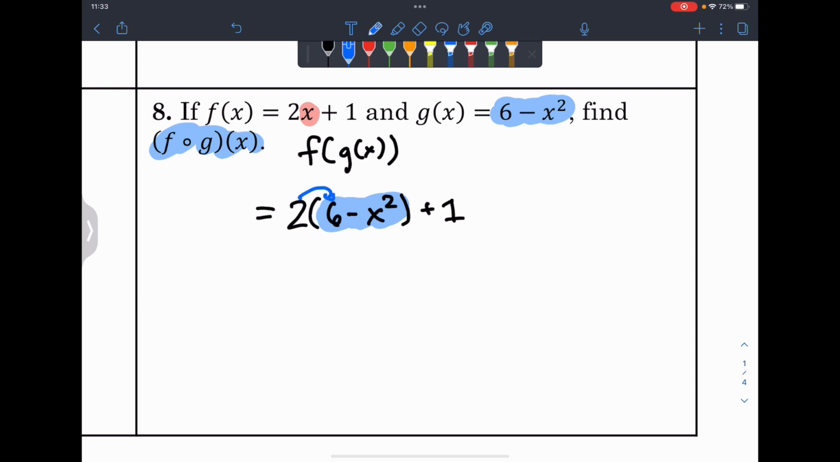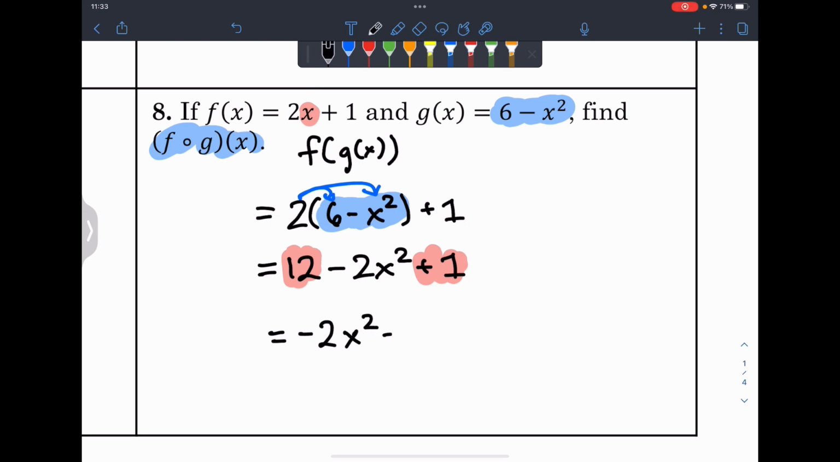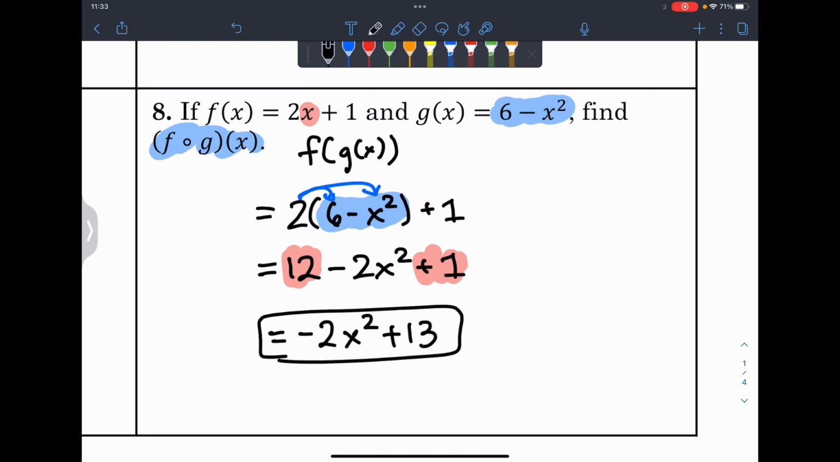I continue by distributing the 2. We end up with 12 minus 2x squared plus 1. And now combining the following two terms, these two terms here are like terms, we end up with negative 2x squared plus 13. So here is your solution to problem number 8.